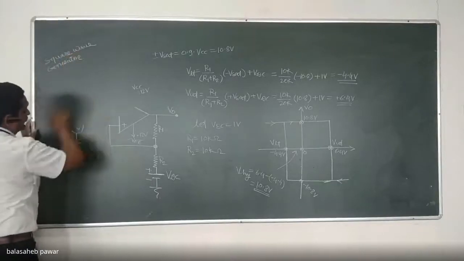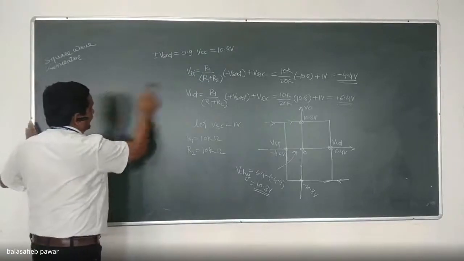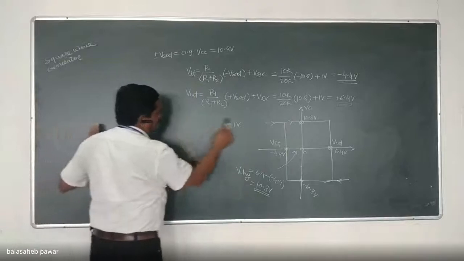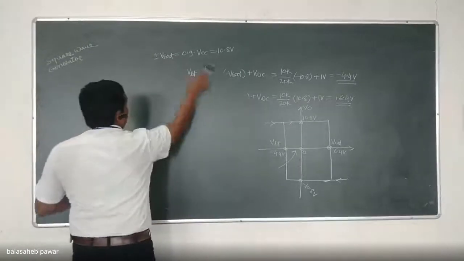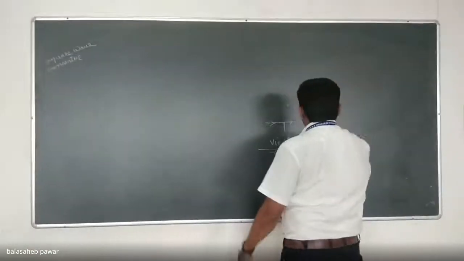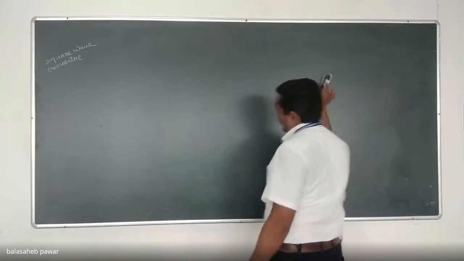Again, there are two subtypes for this square wave generator: symmetrical and asymmetrical. Symmetrical square wave generator and asymmetrical square wave generator. So first of all, we'll see the symmetrical square wave generator, and then we'll go for asymmetrical.